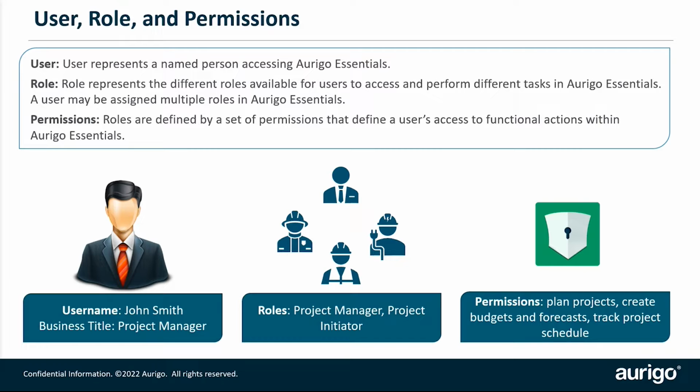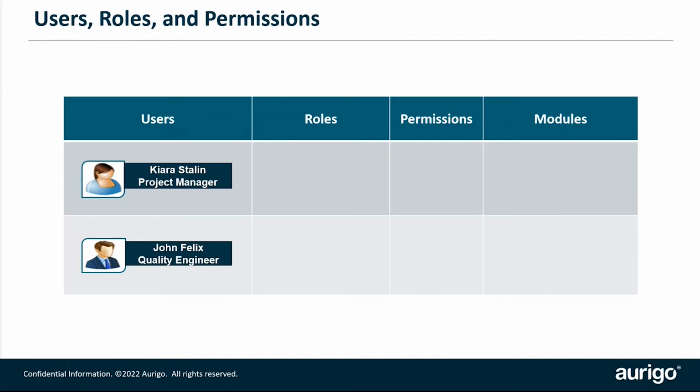And when a user account is assigned these roles, those user accounts can perform these different actions based on the permissions assigned to those roles. Let's say there are two user accounts. One is Kiara Stalin and the other is John Felix. They are holding two different titles in their organization. Kiara is a project manager in the organization. John Felix is a quality engineer in the organization.